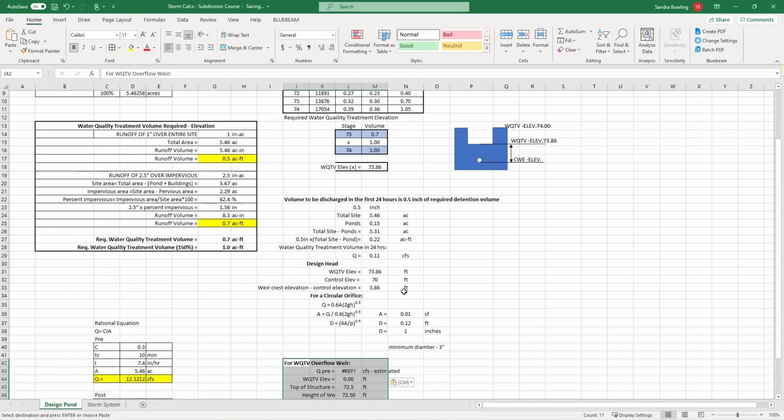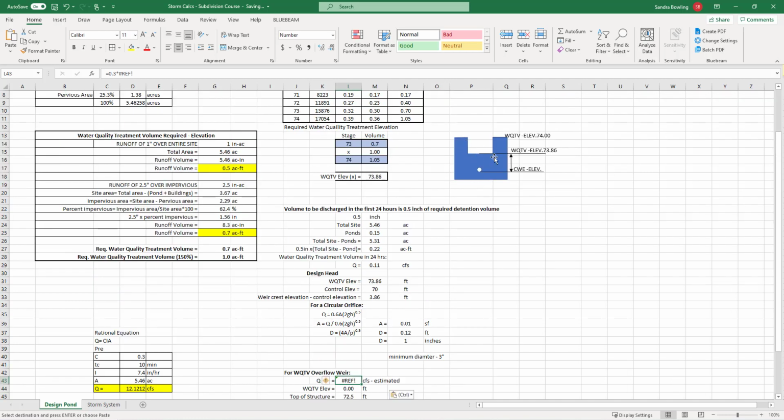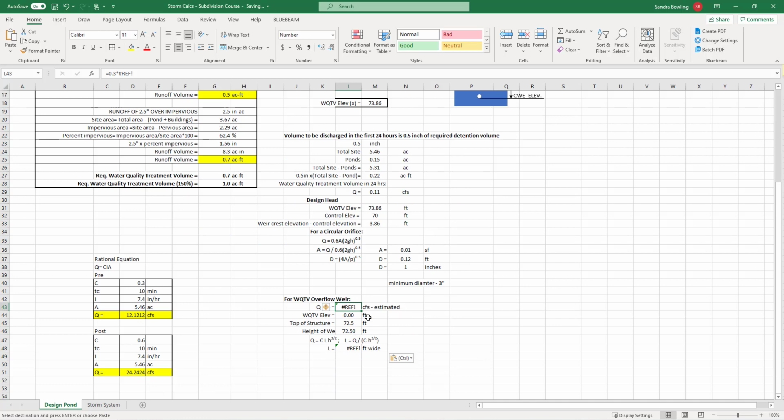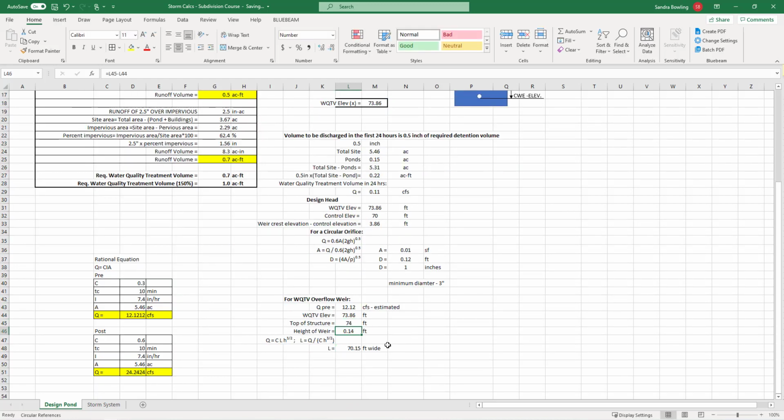Here's an equation that we can use to estimate the size of this overflow weir. So for an overflow weir that's rectangular, let me clean this up. I just copied it from a different Excel sheet that I use. The pre-development would be the 12. The water quality control elevation is going to be the 73.86. The top of my structure is going to be 74. So you can see that to allow out 12 CFS, it says that it needs to be 70 feet wide.